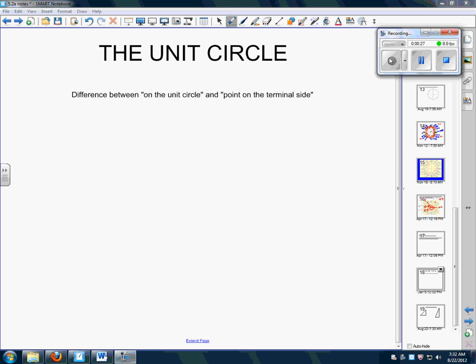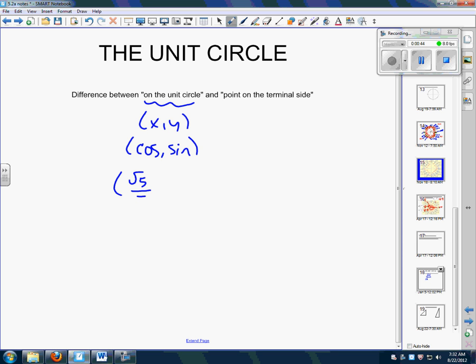So if you see something that says on the unit circle, it's going to give you an X and a Y. Automatically, you know that's a cosine, comma, sine. Cosines correspond to X, sines correspond to Y's. Okay, so if you see something like square root of 5 over 7, comma 2/3 is on the unit circle, automatically there's your cosine, there's your sine. If it's on the unit circle, that means the radius should be 1.